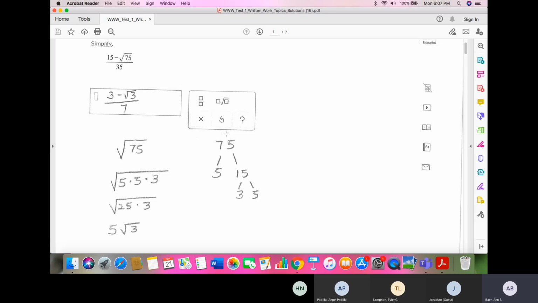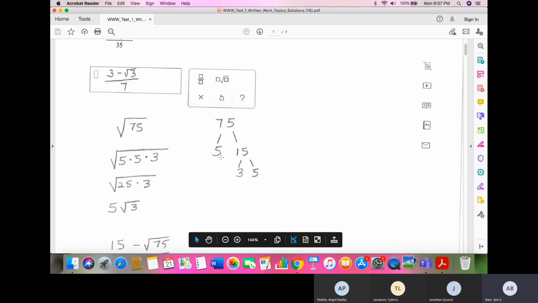75 is divisible by 5 because it ends in a 5. So if I take my calculator and take 75 divided by 5, I get 15. 15 is also divisible by 5, so it's 5 times 3. So 5 and 3 are primes, so I know I can't break these numbers down anymore.